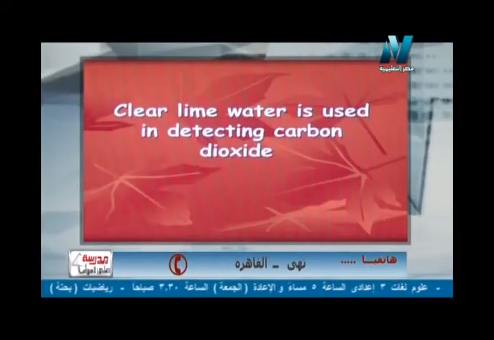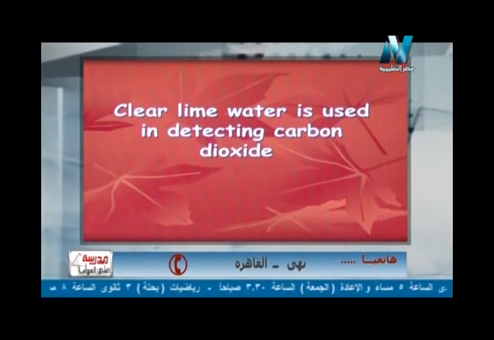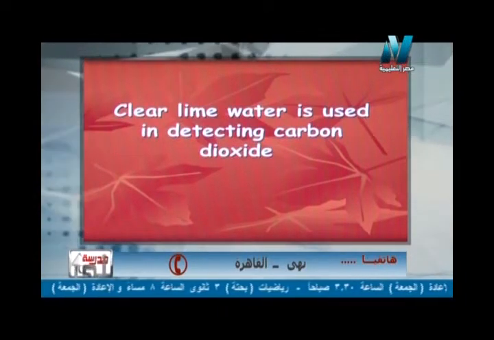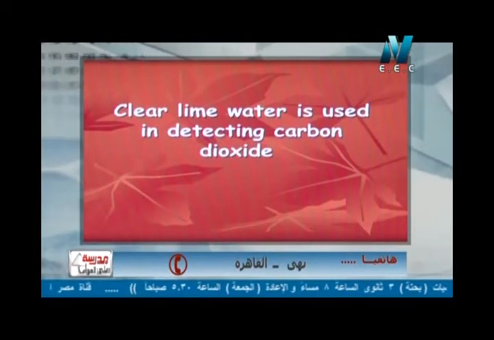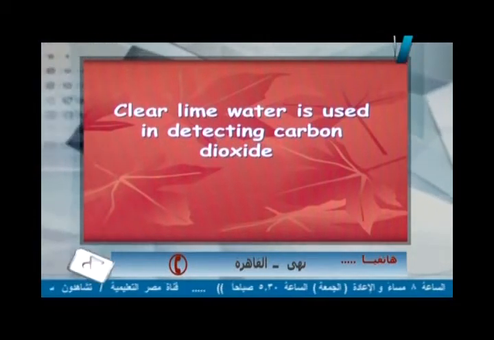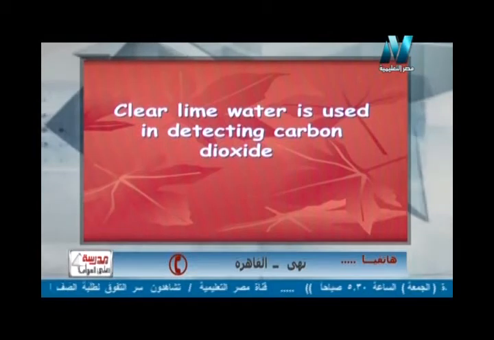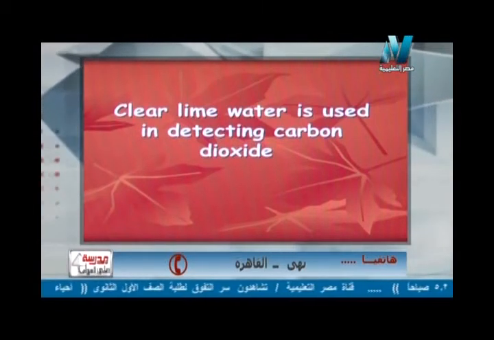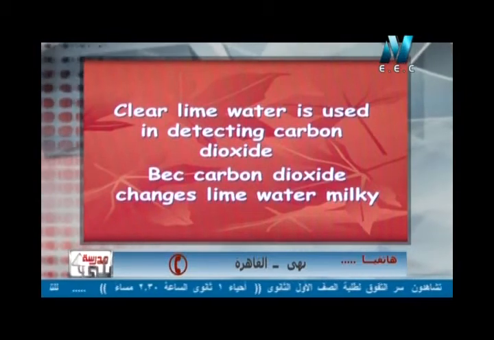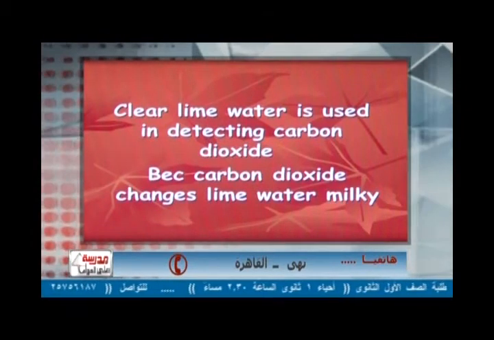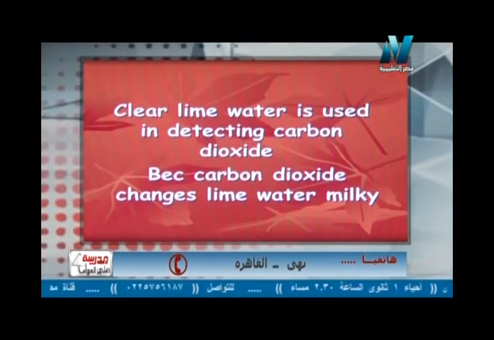Okay, the question says, Noha, give reason: clear lime water is used in detecting carbon dioxide. Due to calcium carbonate. Yes, because carbon dioxide changes lime water milky due to the formation of calcium carbonate through it.